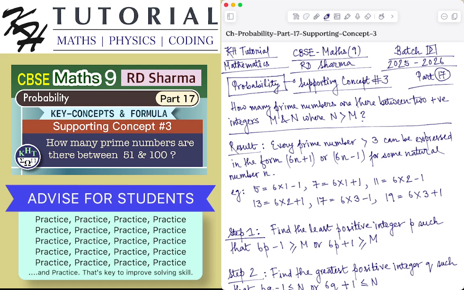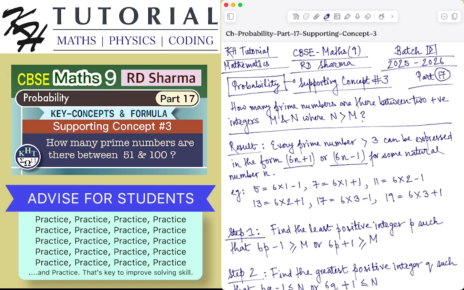Now the fundamental concept that will be used to find the number of prime numbers is that every prime number greater than 3 can be expressed in the form 6n plus 1 or 6n minus 1 for some natural number n. If you take any prime number, that prime number is either in the form 6n plus 1 or 6n minus 1 for some natural number n.